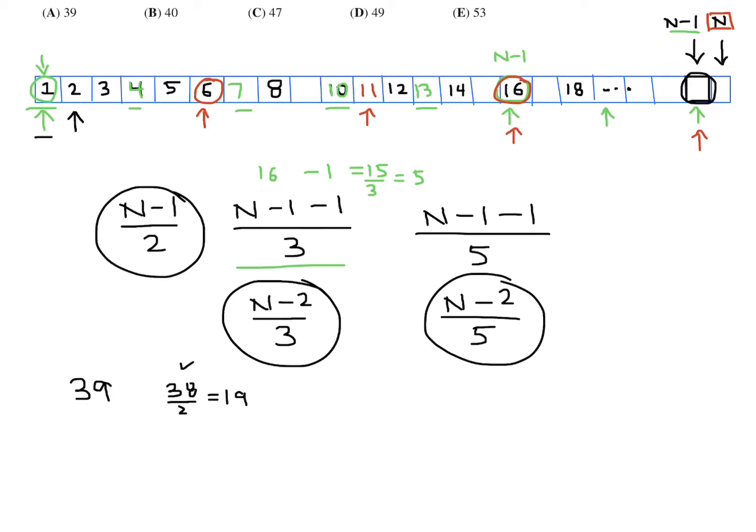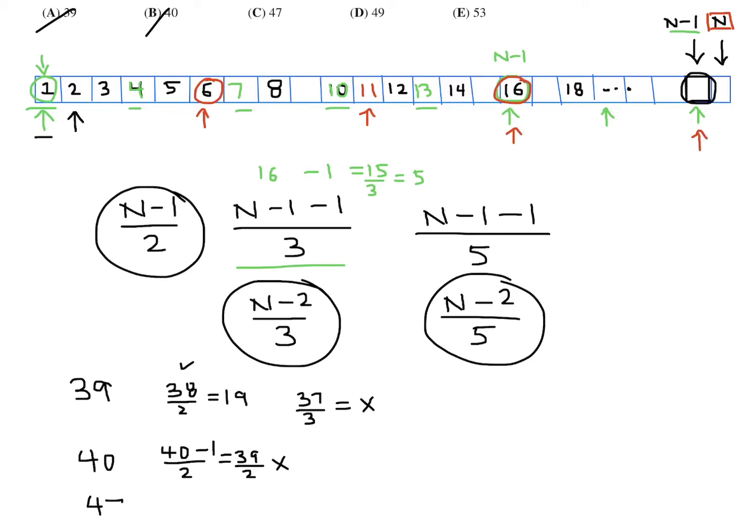How about n minus 2 divided by 3? N minus 2 would become 37. Is 37 divisible by 3? And the answer is no, it's not. It would be 12 point something. Okay, so 39 is gone. How about 40? Is 40 minus 1 divisible by 2? That becomes 39 over 2, and no. All right, that one's gone.